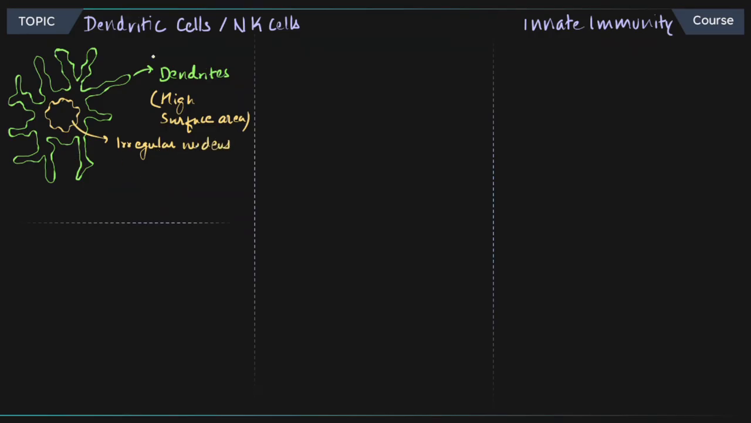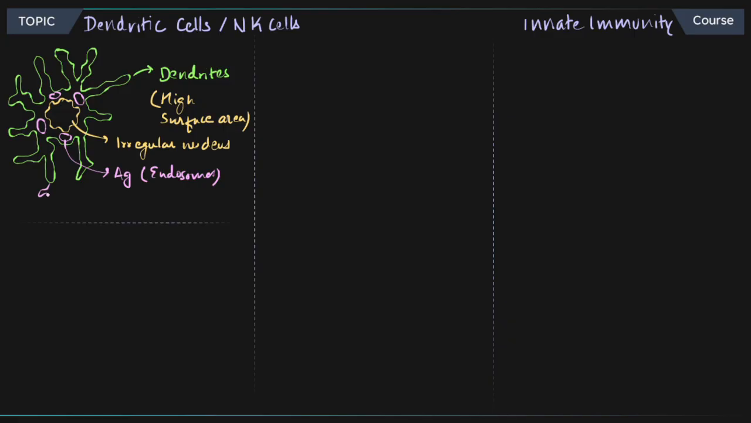Next, let's talk about the granules, and the structures that are there inside the cells. These are for antigen presentation. They are also known as endosomes. So endosomes are required for processing the antigen. So these are some of the important structures that are there in the dendritic cells.